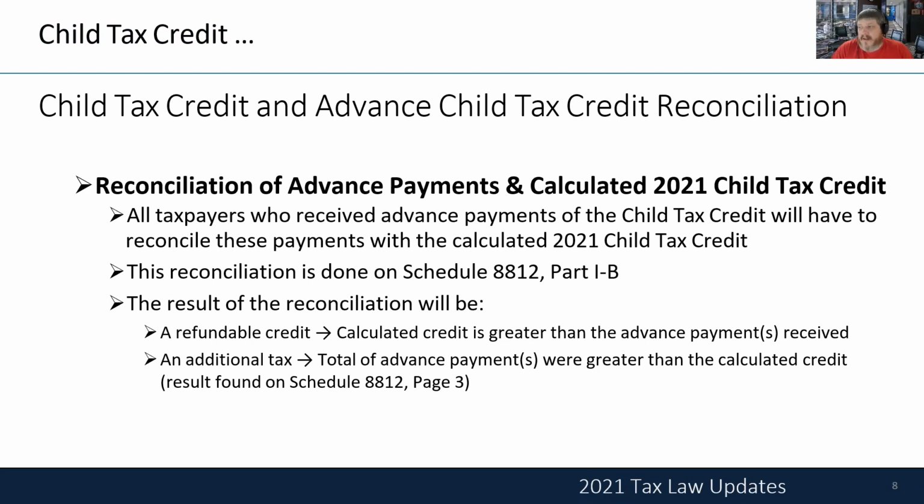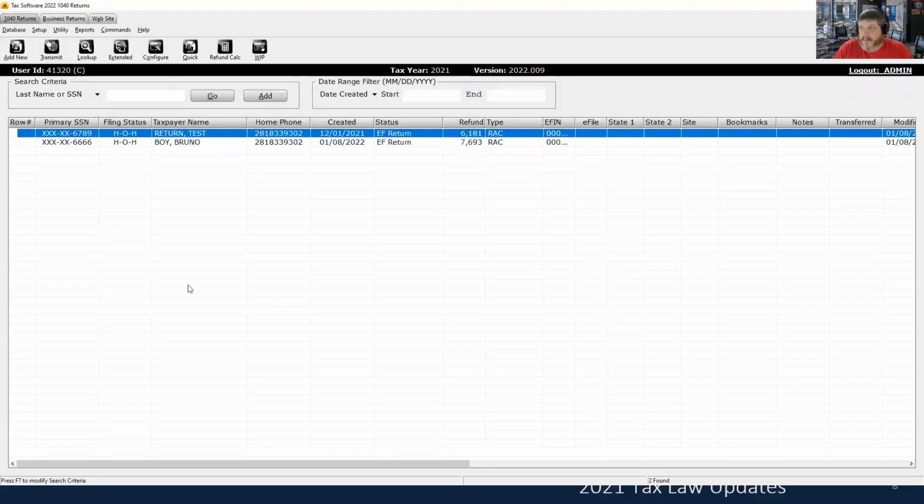They will do that on Form 8812 Part 1B. The reconciliation is going to result in one of 2 things. Either they got the right amount, and so they'll get the remainder of the child tax credit, they'll get a refundable credit, or they'll end up with additional tax because they got more in advanced child tax credit payments than they actually qualified for. Now, we'll talk about those people who might have to pay back in a couple of slides. What I want to do right now is show you that Form 8812.